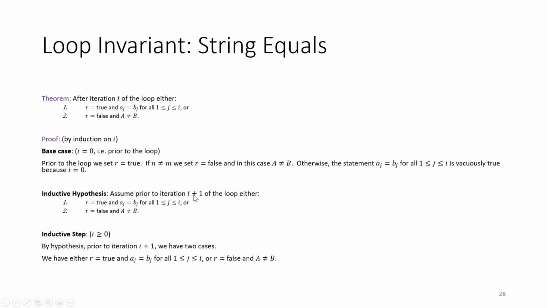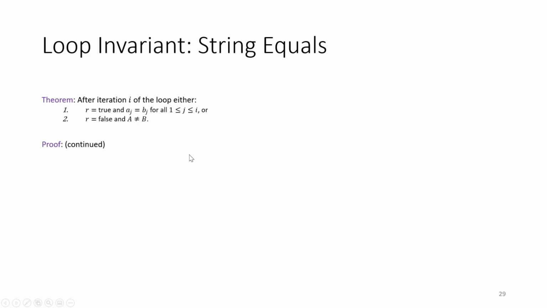So prior to this iteration, we're either going to be in the r equals true case, where we've confirmed something so far, or we'll be in the r equals false case, where we've already got evidence that they're not equal to each other. So those are the two cases I want to consider, and again, I'll do that on the next slide, one at a time. So let's start with the first one.